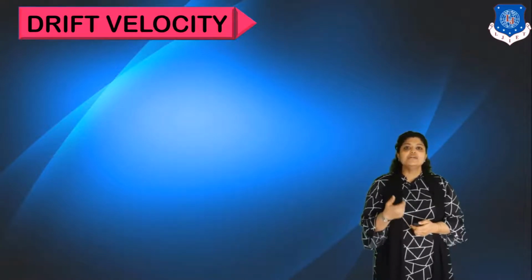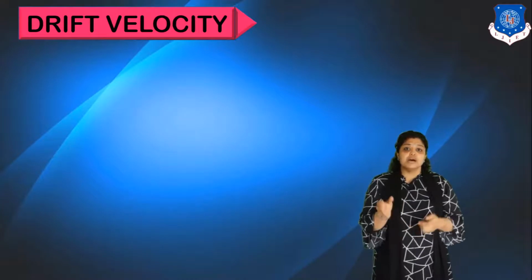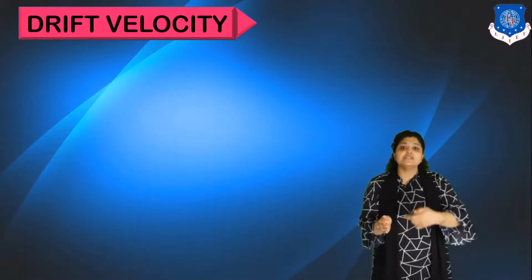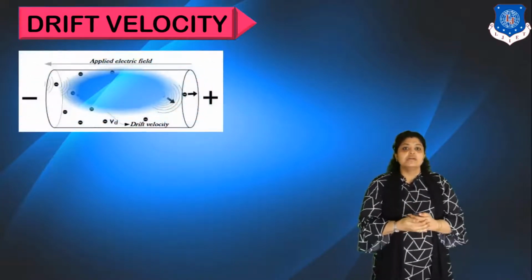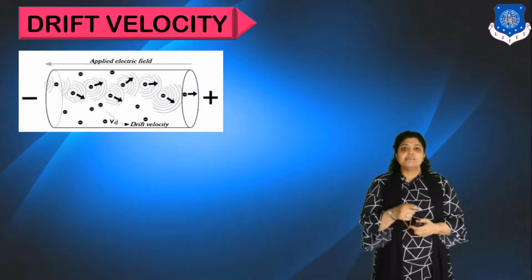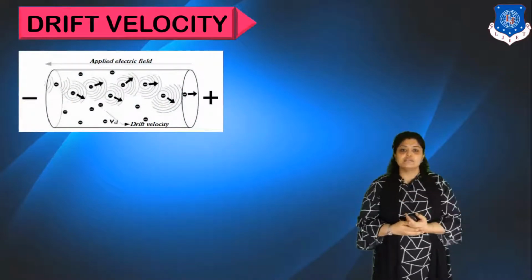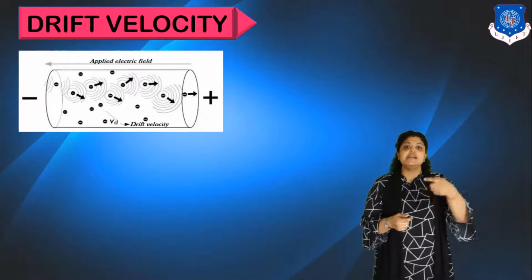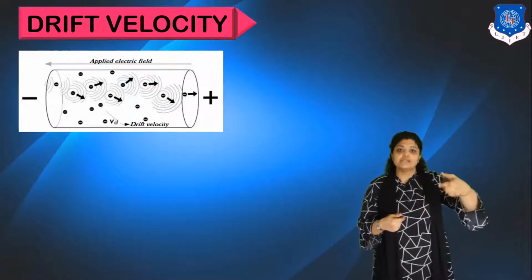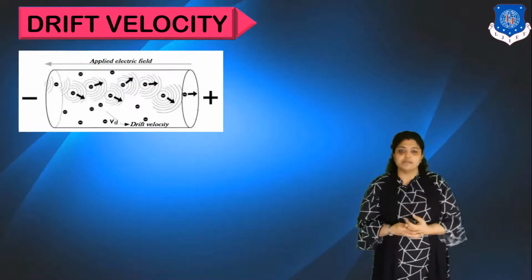What do you mean by the word drift? Drift means a motion in the presence of some external force. Just look at the diagram. There is an applied electric field in this direction. You can see the electric field always points from plus, that is positive terminal, to the negative terminal.